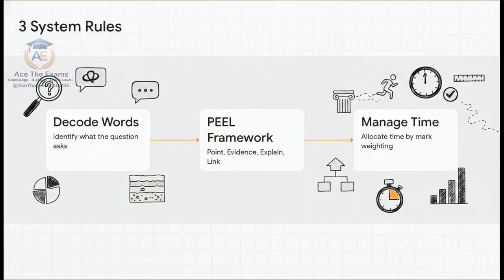Rule 1. Command word decoding. You must always start by identifying what the question is explicitly asking you to do. Is it asking you to state, to show that, or to solve? Your entire strategy pivots on that one word. Rule 2. PEEL framework application. Make your point, provide the solid mathematical evidence, like establishing those real coefficients we talked about. Explain your processing step by step, and link it right back to the solution. Show the examiner those fossil layers.